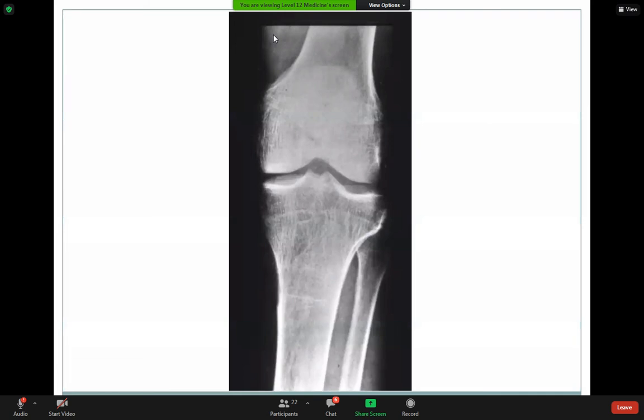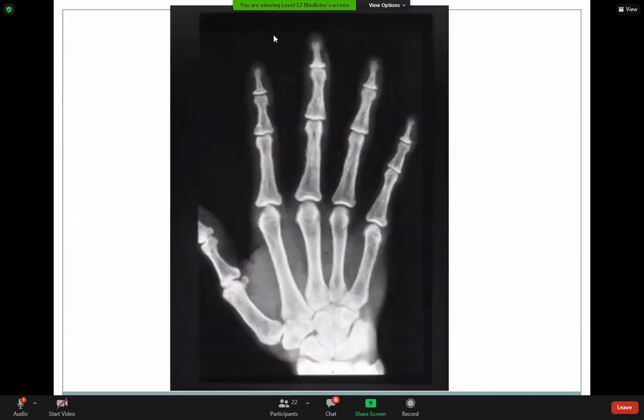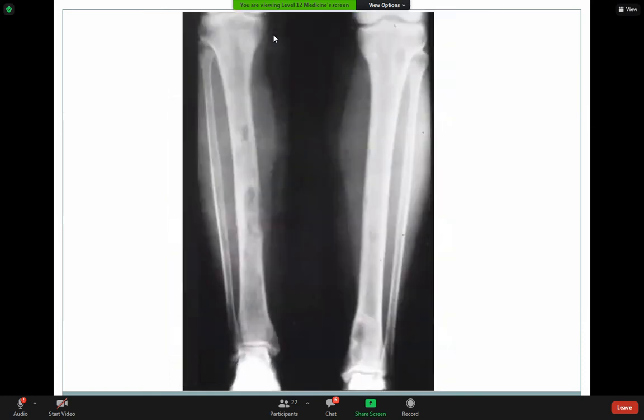So here is an X-ray of a knee showing decreased bone density, and here's an X-ray of a hand showing scalloping of the metacarpals and phalanges. If you look at the phalanx of the index finger, medially, there's some scalloping, which looks like someone took a bite out of it, okay? And that is the bone resorption, the subperiosteal bone resorption causing that.